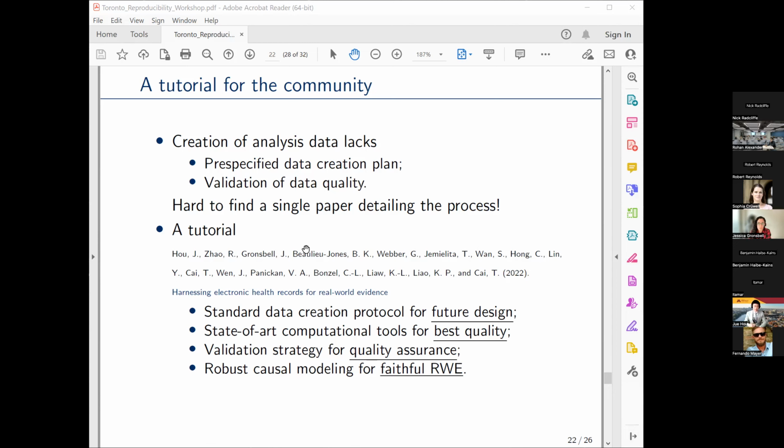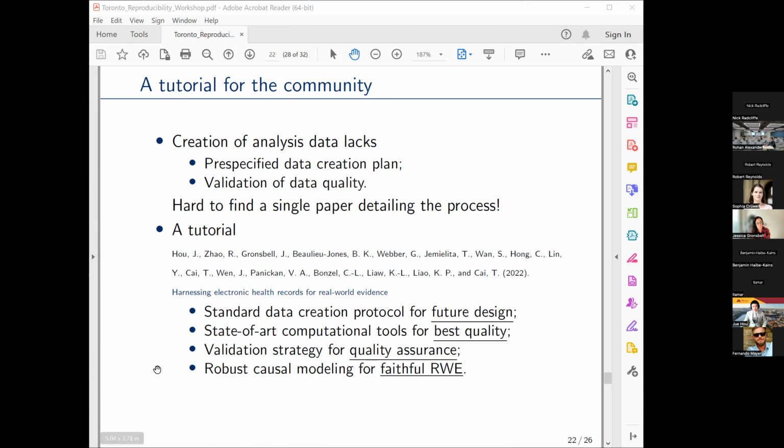And the purpose of the tutorial is to provide the standard data creation protocol so that future studies can include, as a part of the design, a pre-specified data creation process. And also we try to summarize all the state-of-the-art computational tools that we use so that we have the best quality from the EHR.